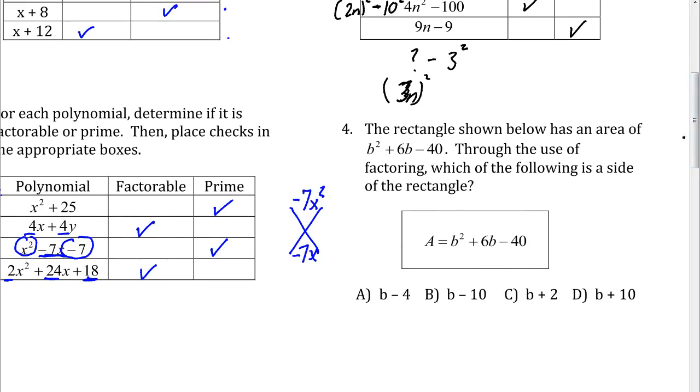Okay, lastly here, let's see here. A rectangle has an area of this, and through factoring, so basically we're using the idea of our answer being like a base times height.